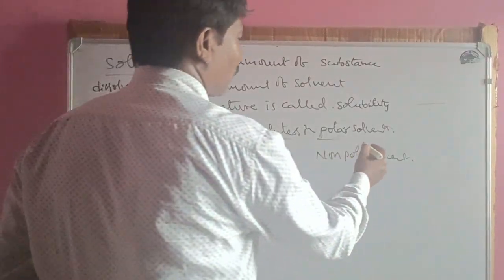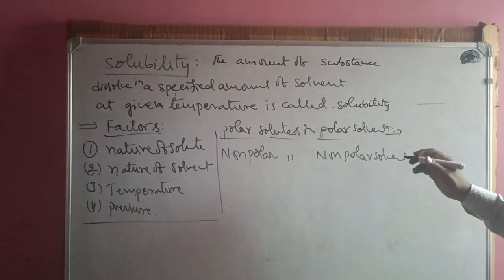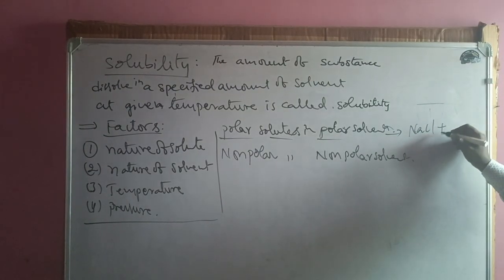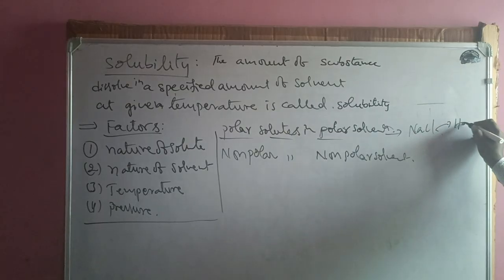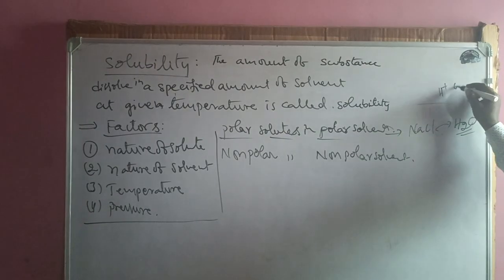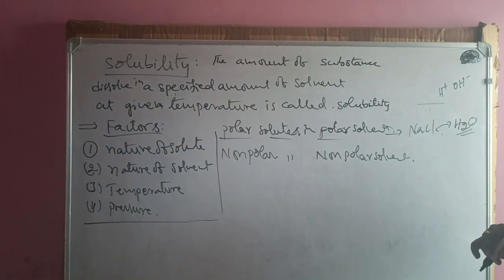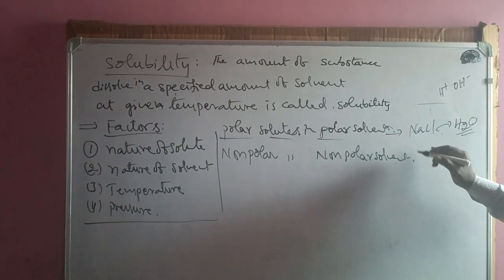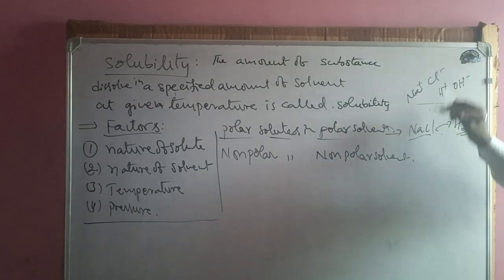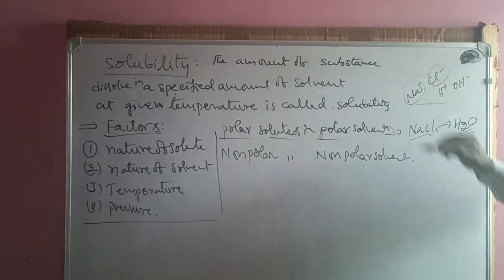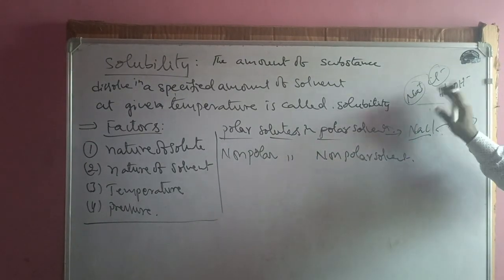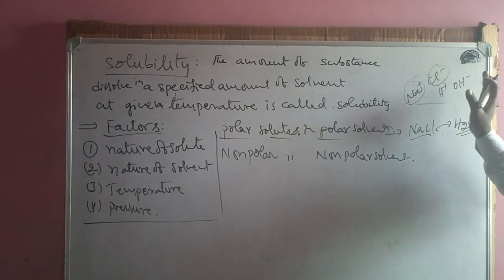Now, what is an example of polar solids? NaCl plus H2O. NaCl dissolves in H2O, because H2O, with H plus and OH minus, is ionic in nature. Polar nature. NaCl is dissociated into Na plus and Cl minus. So Na plus, Cl minus, H plus and OH minus, so polar. So this dissolves in water.